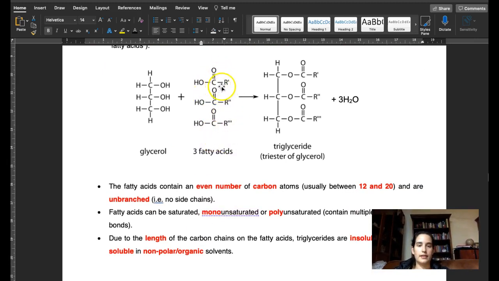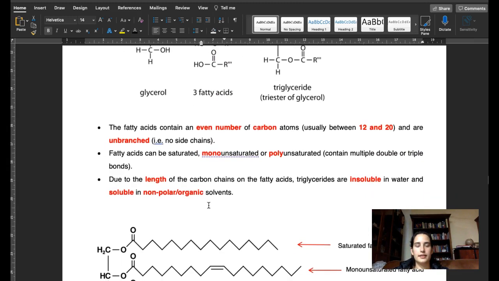Now, these carboxylic acids are often very, very long straight chains, and so they're known as fatty acids. They always contain an even number of carbon atoms, usually between 12 and 20, and that's just because of what they're formed from. The things that they're formed from only have even numbers because they're made up of 2 carbon length components. And so when you add lots of 2's together, you get even numbers. So they contain an even number, and they're unbranched. So they don't have any side chains. They're nice, consistent, long molecules.